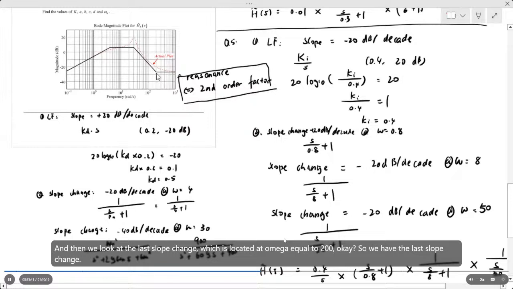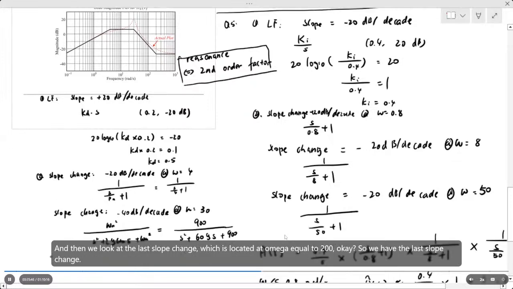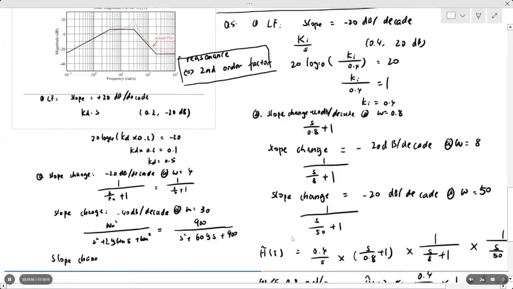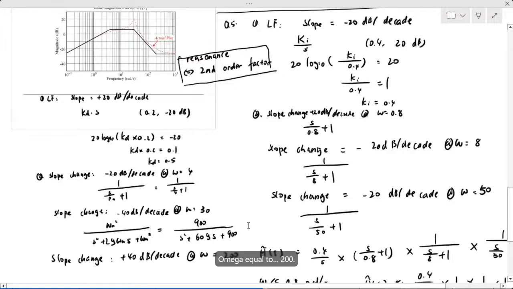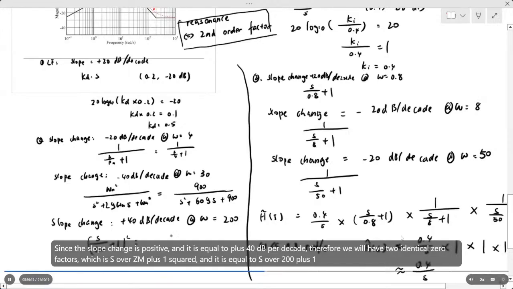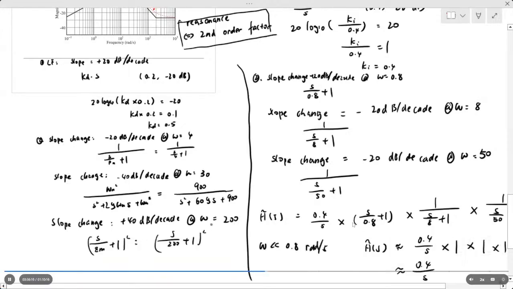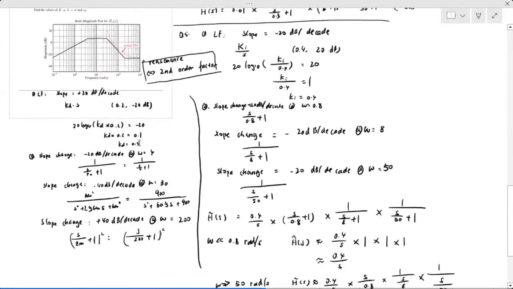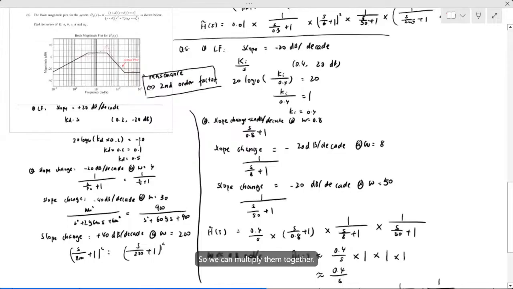And then we look at the last slope change, which is located at omega equal to 200. The last slope change is plus 40 dB per decade at omega equal to 200. Since the slope change is positive and equal to plus 40 dB per decade, we will have two identical zero factors, which is (s over ωz plus 1) squared, equal to (s over 200 plus 1) squared. So we can multiply them together.